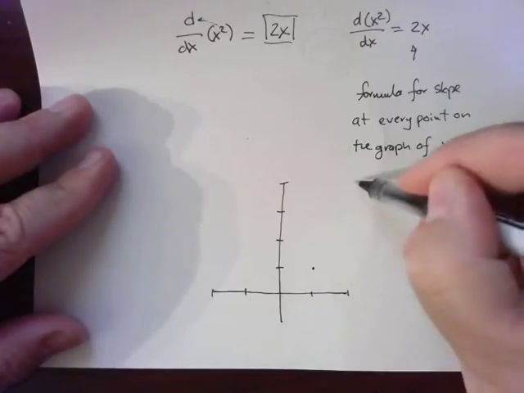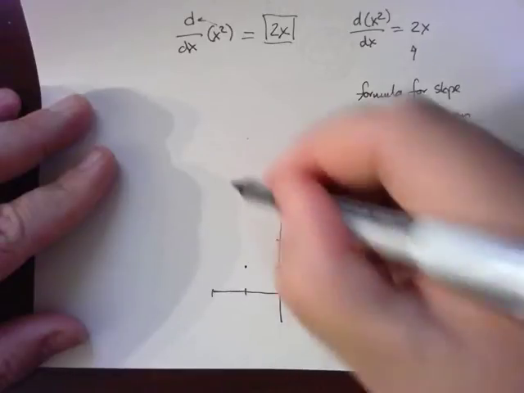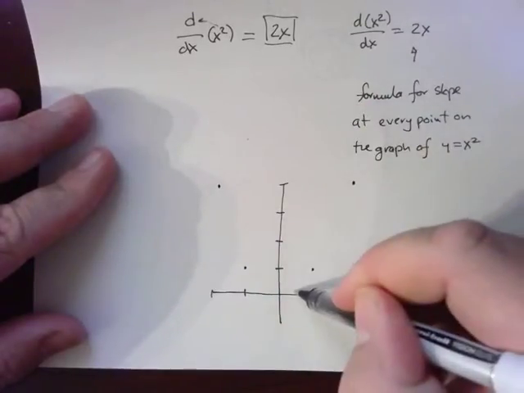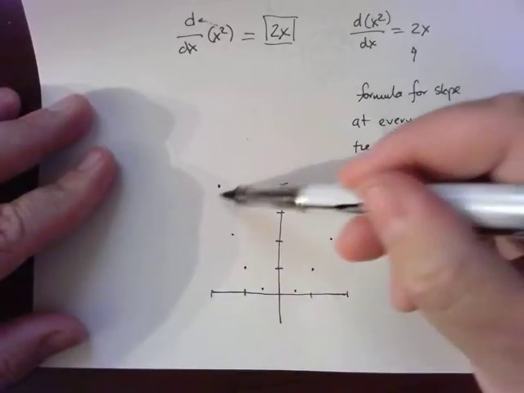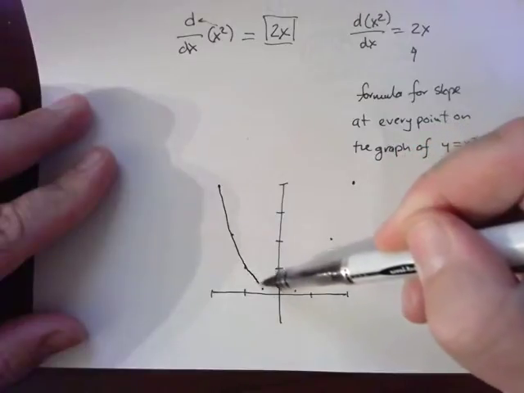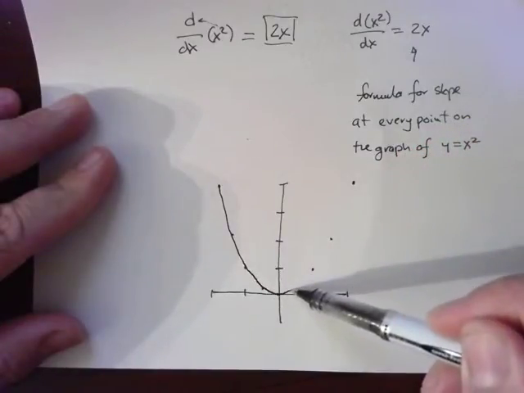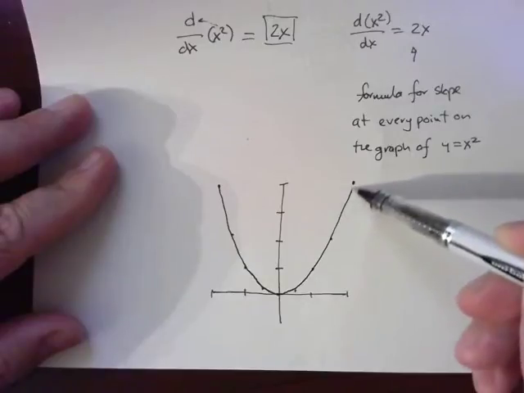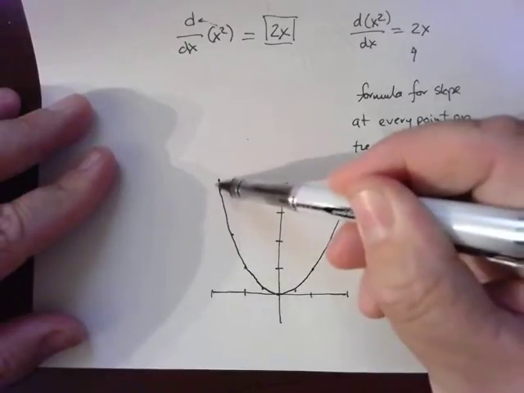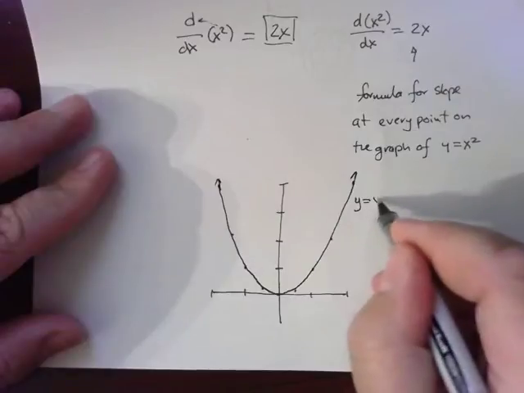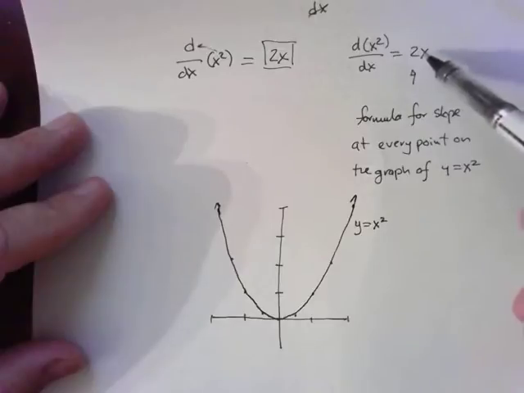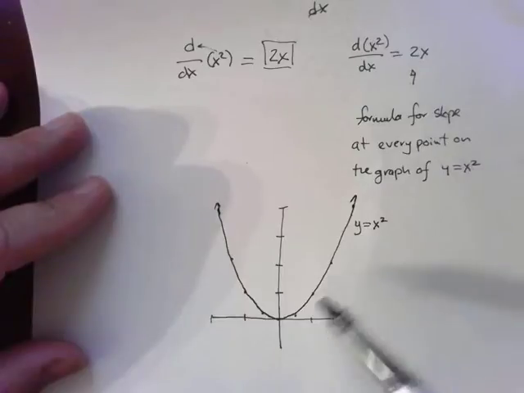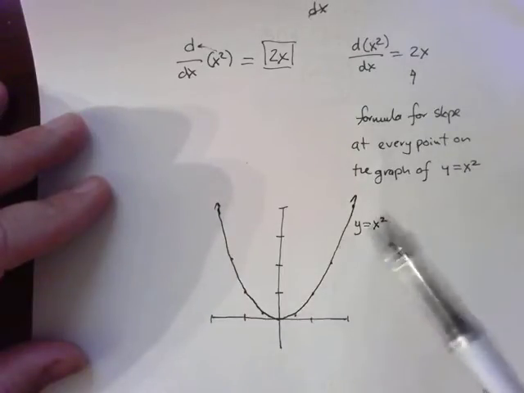Plug in 1, I get 1. Plug in 2, I get 4, minus 1, minus 4. I'll plot a few more points that I know are on the graph. And then if I connect the dots, I get a reasonably good graph of y equals x squared. This, of course, goes on forever. It's a parabola. There's the graph of y equals x squared. So the derivative here, 2x, is a formula. It's a function of x that tells us the slope at each point along this curve.